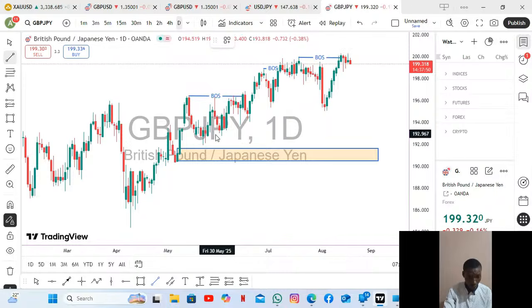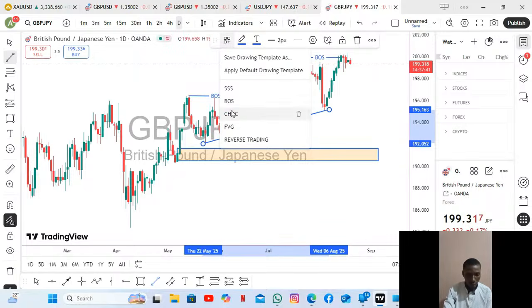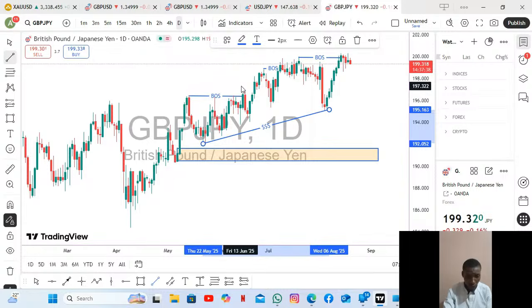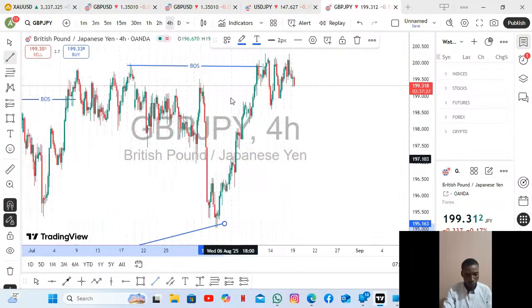And on the daily time frame, you can notice that this is the liquidity sweep we shall be waiting for on the 4-hour time frame. So we expect the market to sweep this liquidity down. But let's see if there's some on the daily time frame. Let's see the 4-hour time frame. That might be too far for us.